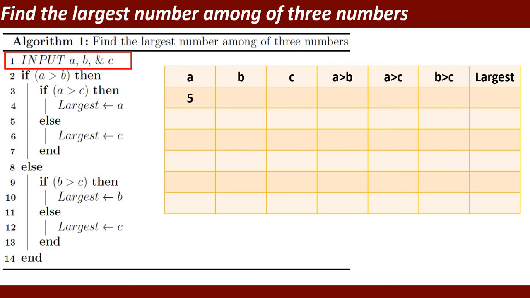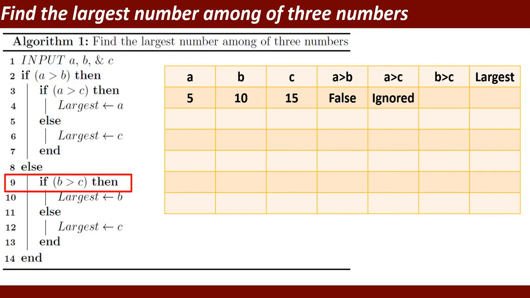For example, I have given the value of A as 5, the value of B as 10, and the value of C as 15. Then it will check if A is greater than B. The value of A is 5 and the value of B is 10. 5 is greater than 10? It is false. 5 is not greater than 10. Then it will move to line number 8, that is else. And then the next statement is again a nested if-else. A greater than C will be ignored because that whole part, from line number 3 to line number 6-7, will be skipped.